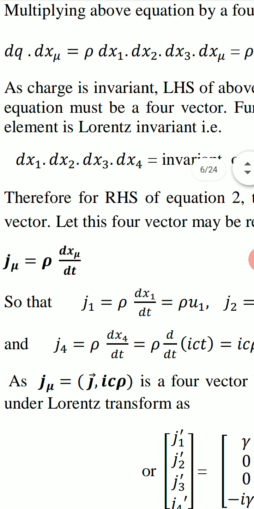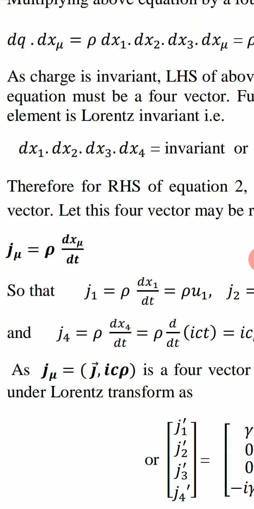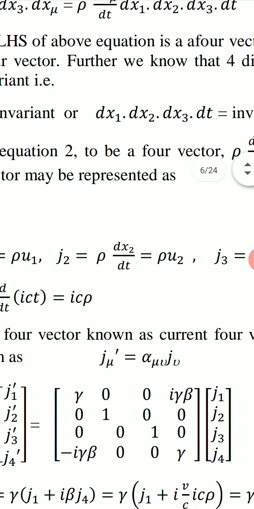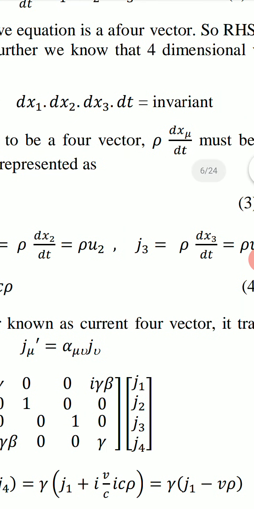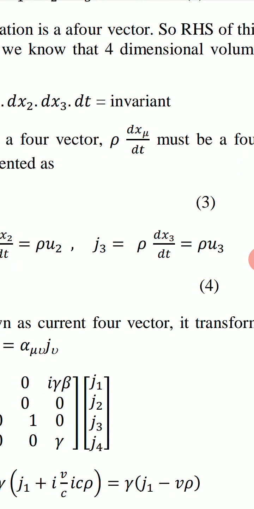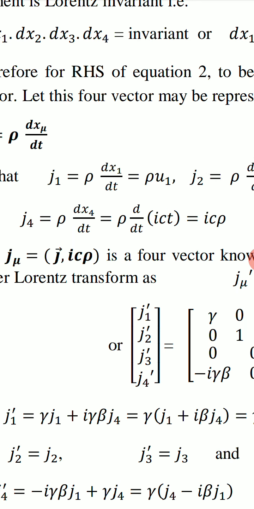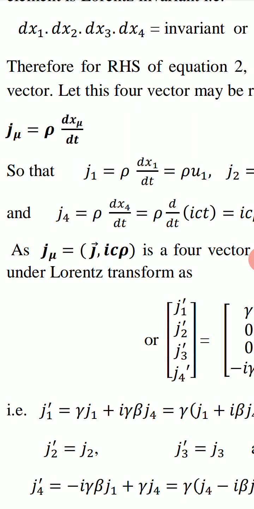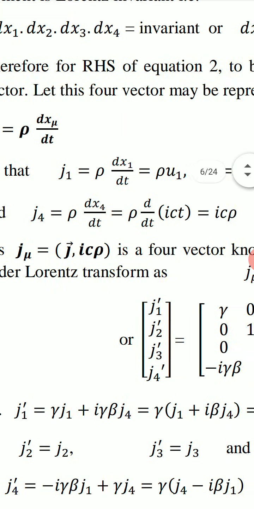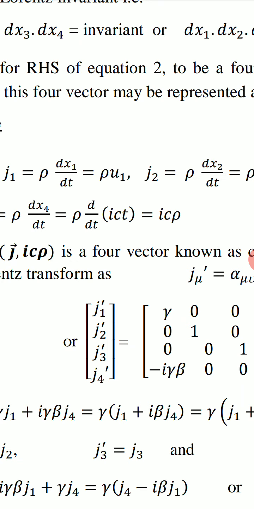Its first component J1 is rho dx1 upon dt. dx1 upon dt is dx upon dt, the x component of velocity, which we write as u1. So J1 is equal to rho u1. Similarly, J2 is equal to rho u2 and J3 is equal to rho u3. The fourth component of this current 4 vector, J4, is equal to rho dx4 upon dt. x4 is iCT, so it becomes equal to iC rho.